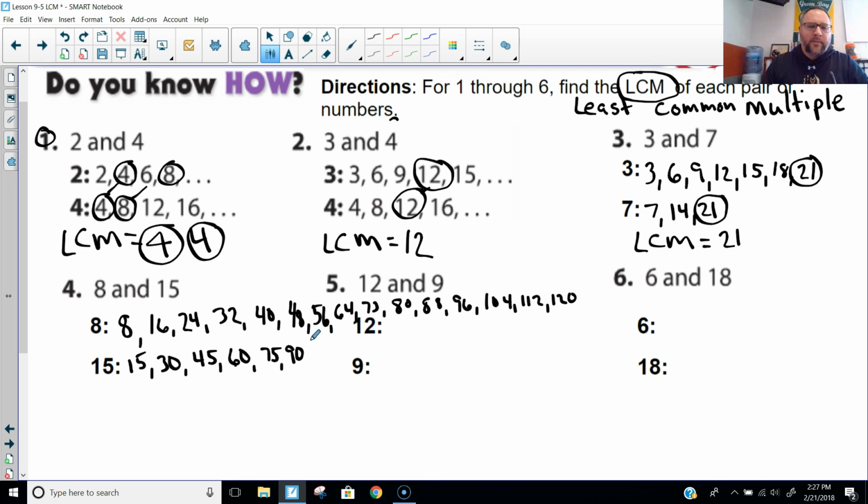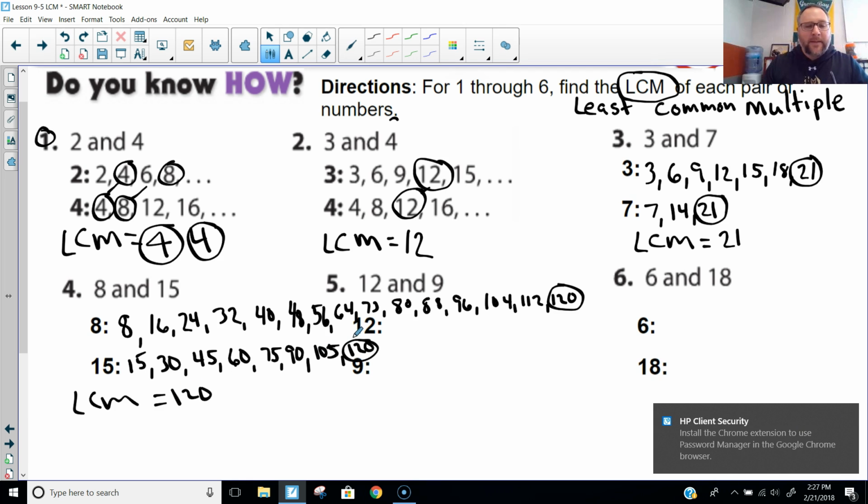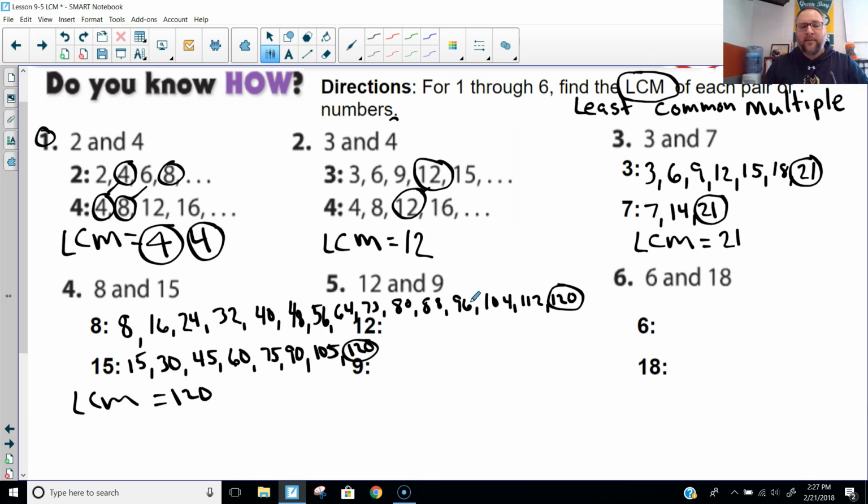Do I see 90 up here? It's the greatest number I have so far for 15. I don't see 90. There's 96. So let's hope I get there soon. 90 plus 15 is 105, and 105 plus 15 is 120. Oh, there it is. Look at that. The least common multiple for 8 and 15 is 120.